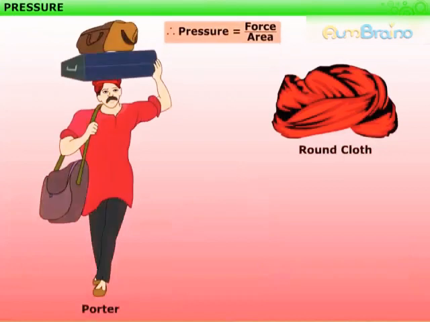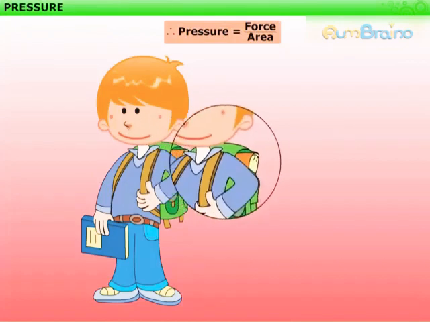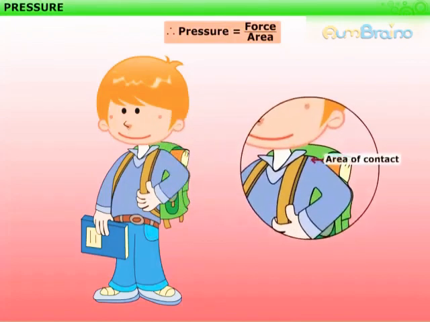You must have seen that a porter places a round piece of cloth on his head when he carries heavy load. By doing so, he increases the area of contact of the load with his head. So, the pressure on his head is reduced, and he finds it easier to carry the load. Another example is the broad straps of school bags. Broad straps increase the area of contact on which the force acts. Thus, they reduce the pressure on the shoulders.